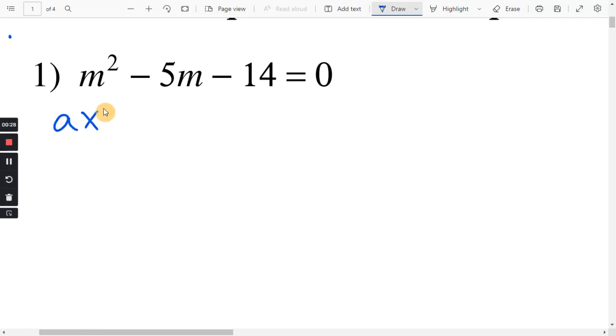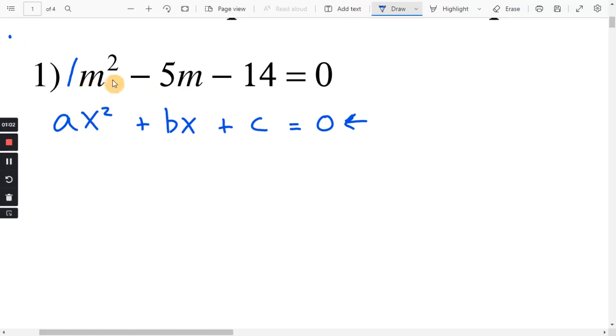ax squared plus bx plus c equals 0. Okay, you have to set it equal to 0 as your first step. And when there's no coefficient in front of the variable, that is just a 1. Okay, and they might not use x for the variable, they might use a different letter like m. Okay, but these letters a, b, and c are the coefficients in front of the variable.